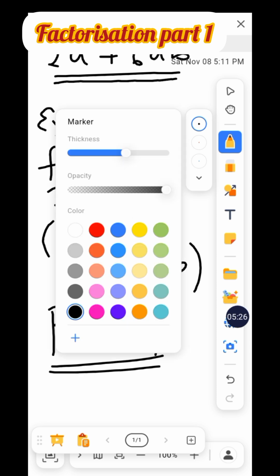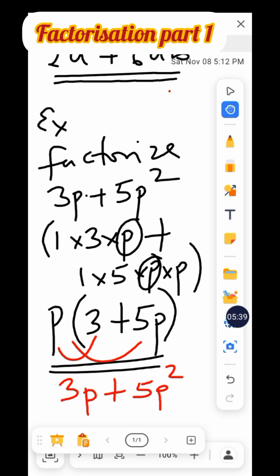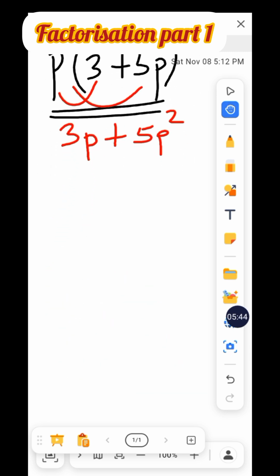Like I said earlier on, if you decide to expand it, p times 3 will give us 3p. p multiplied by 5p will give us 5p squared. It goes back to the original question. So this is how to expand expressions in that order. Okay, so having understood that, I want you to carry out this expansion.